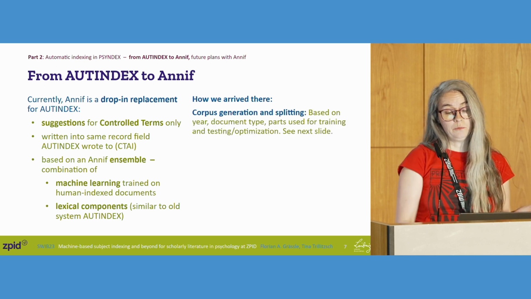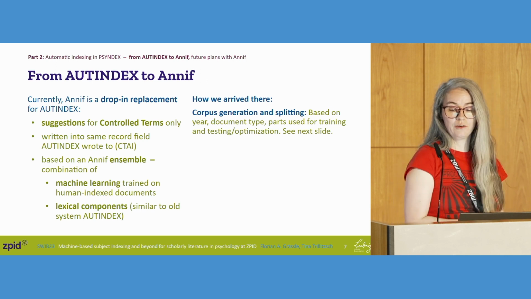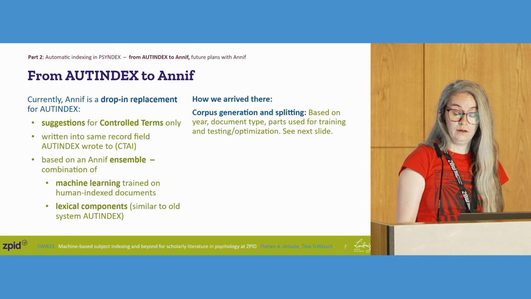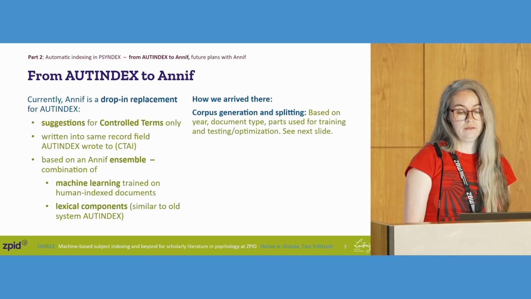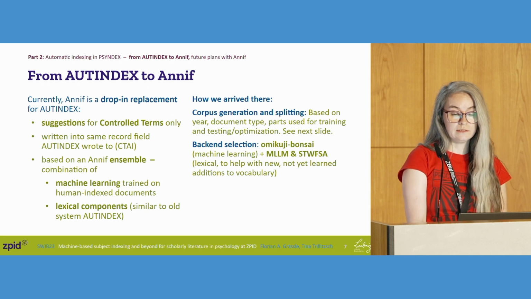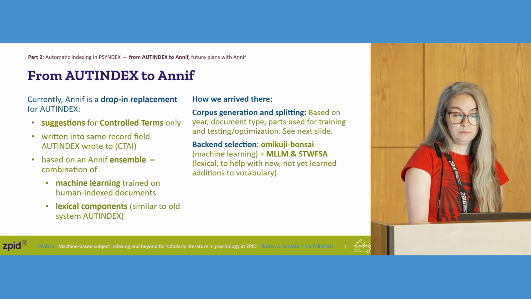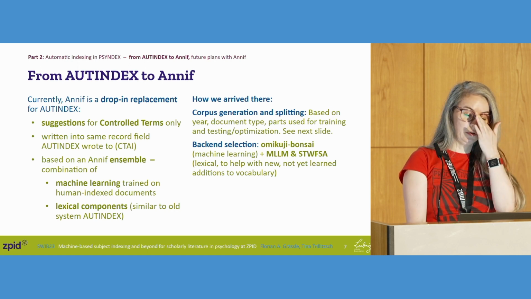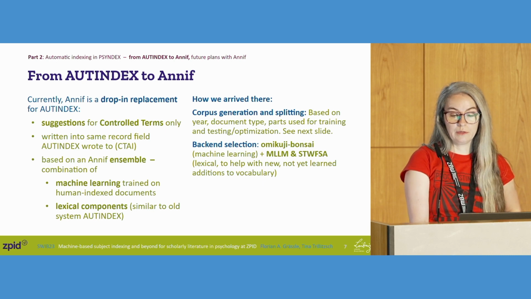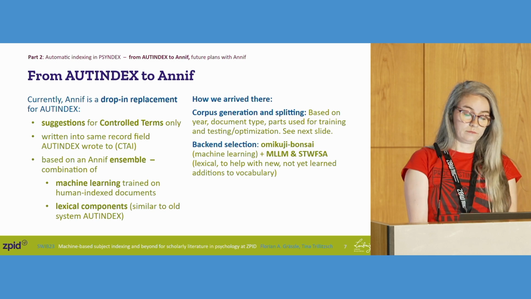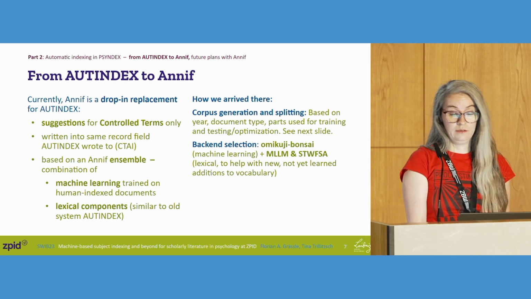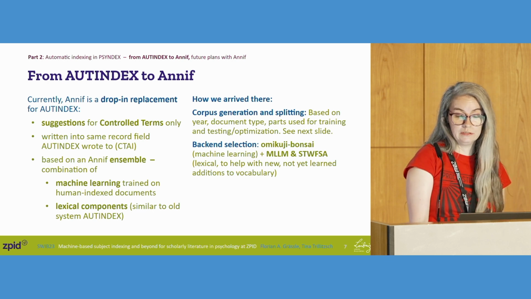First, we had to come up with a complicated system to generate and split our corpus for training, based on publication year, document type, and which parts to use for that. We have a special in-detail slide for that too. And then, as to backend selection, we ended up, based on best performance, with the Omikuji Bonsai machine learning part, and added 2 lexical backend components, MLM and STWFSA. The lexical backends are mostly to help with new additions to the vocabulary that haven't been used yet, so haven't really been trained with the machine learning yet.